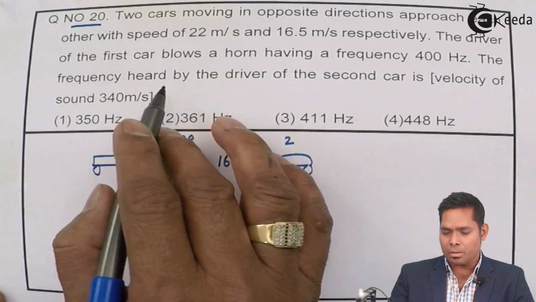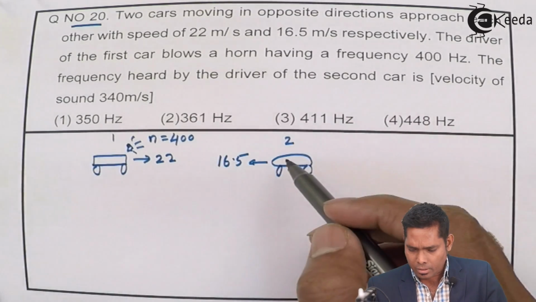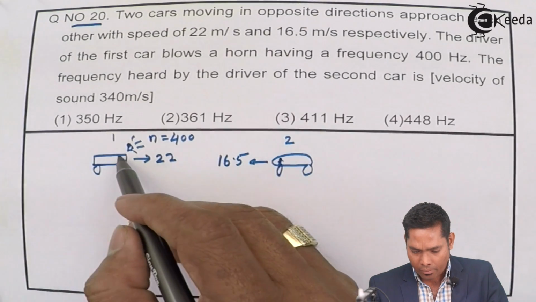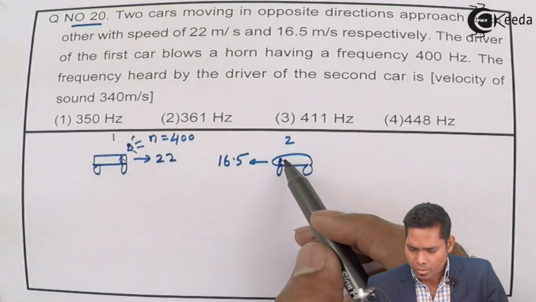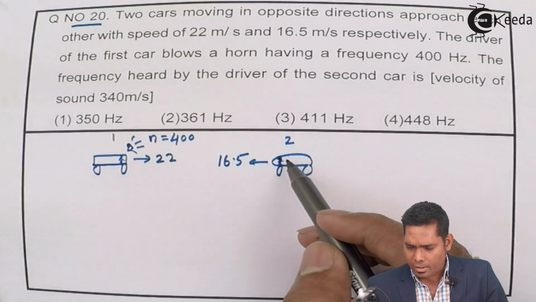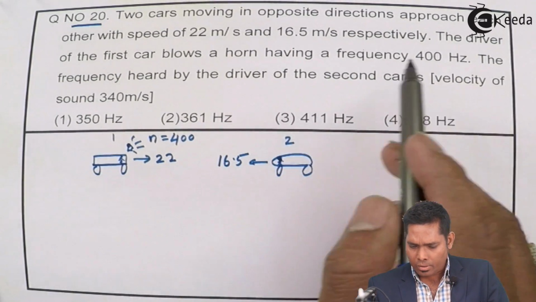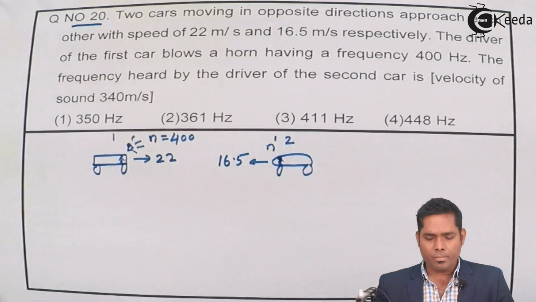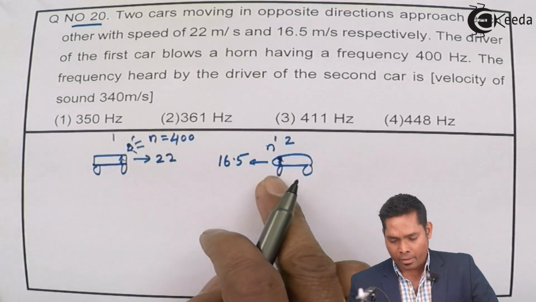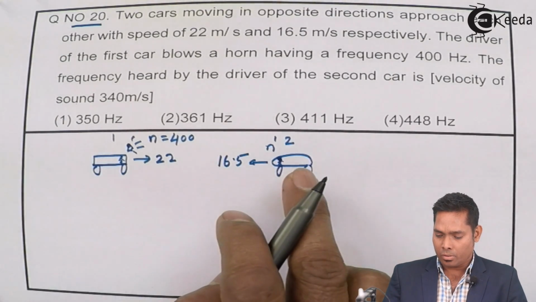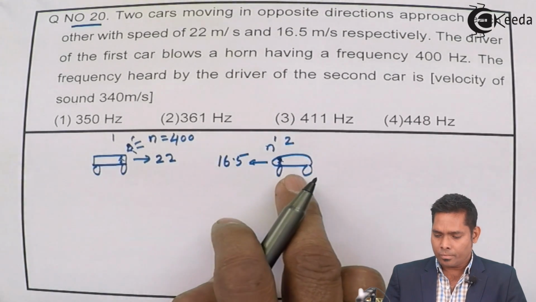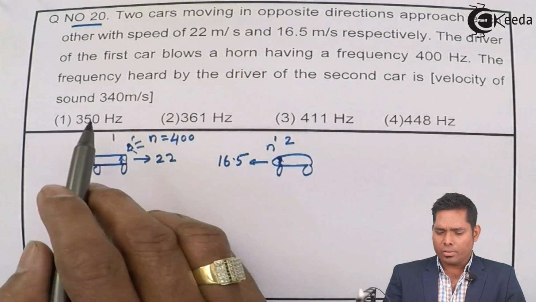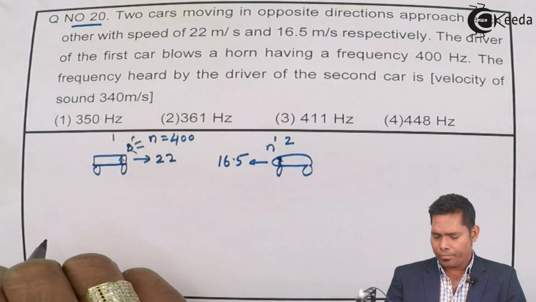The frequency heard by the driver of the second car, so the driver is here, another driver is here. So what frequency will the person in the second car hear? Suppose the frequency is n prime, the frequency heard by this driver of the second car. The velocity of sound is given by this.